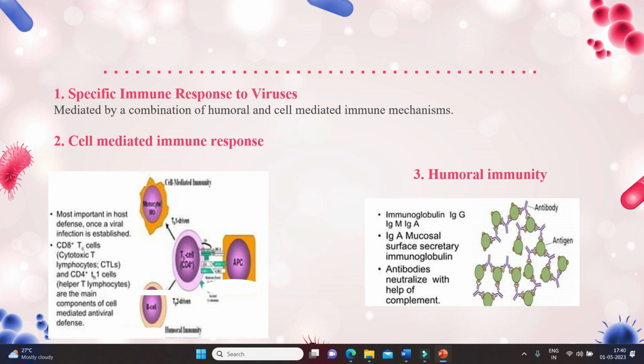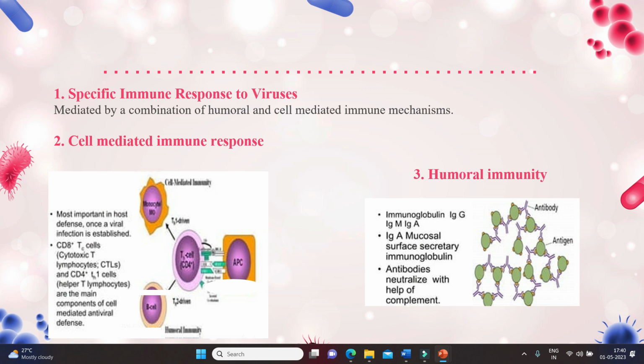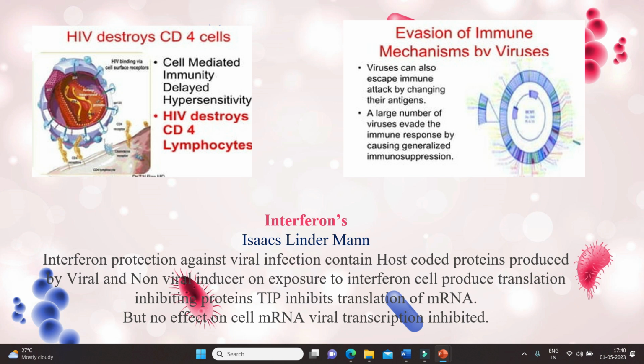Coming to the humoral response, there are immunoglobulins IgG, IgM, and immunoglobulin A. Immunoglobulin A is a mucosal surface secretory immunoglobulin, and antibodies neutralize with the help of complement. As usual, HIV destroys the CD4 cells, and the infected cells can transmit to the host. Then, evasion of immune mechanisms by viruses.